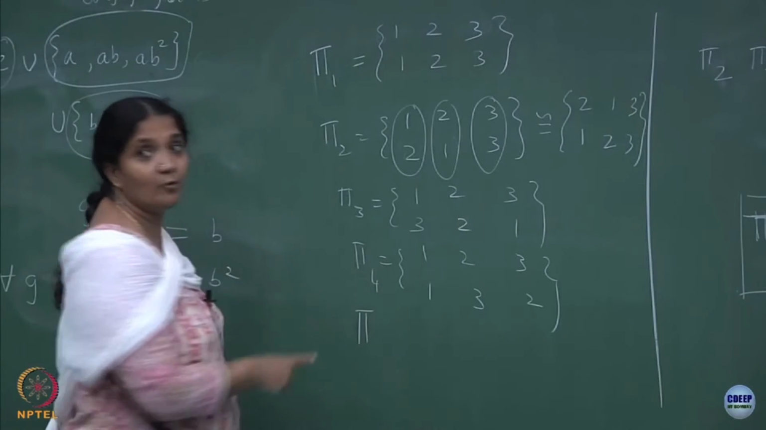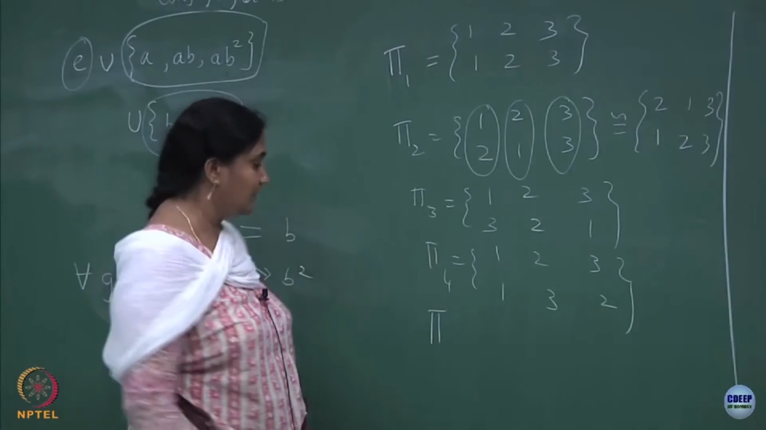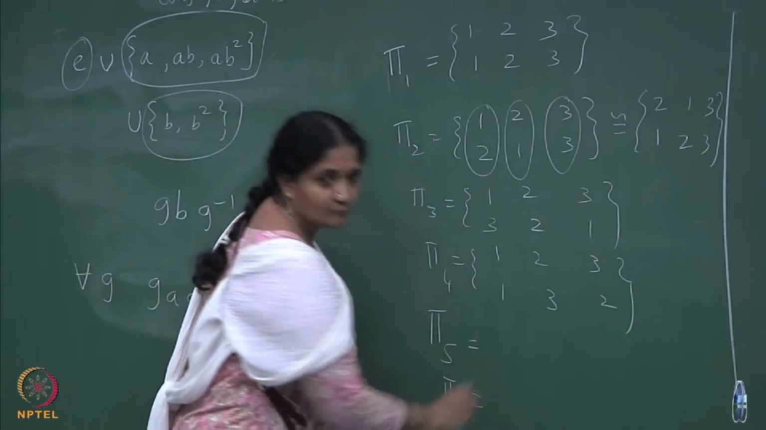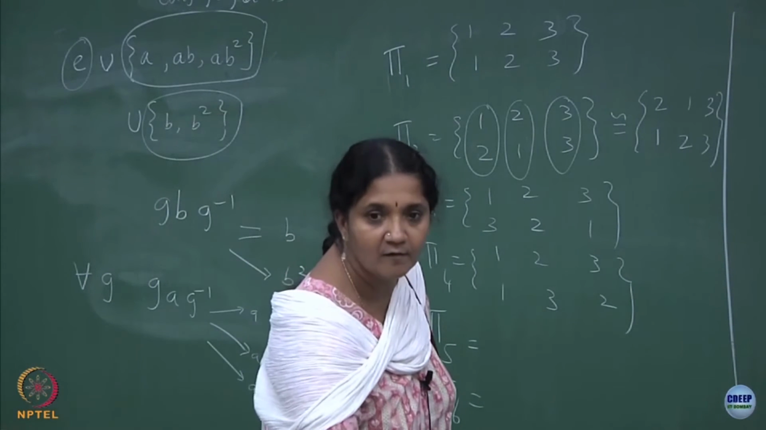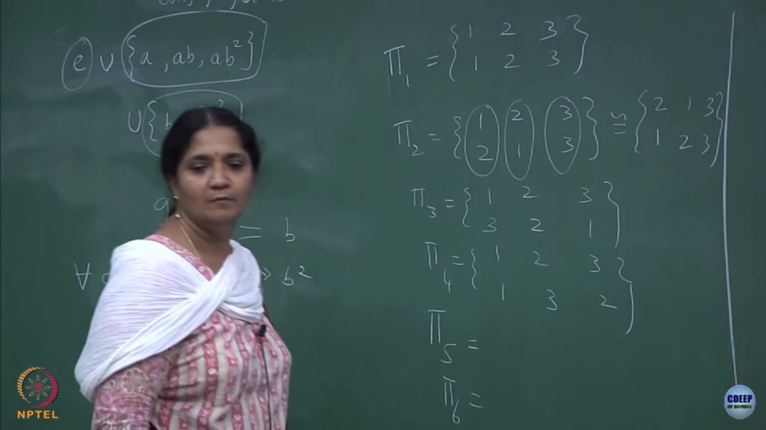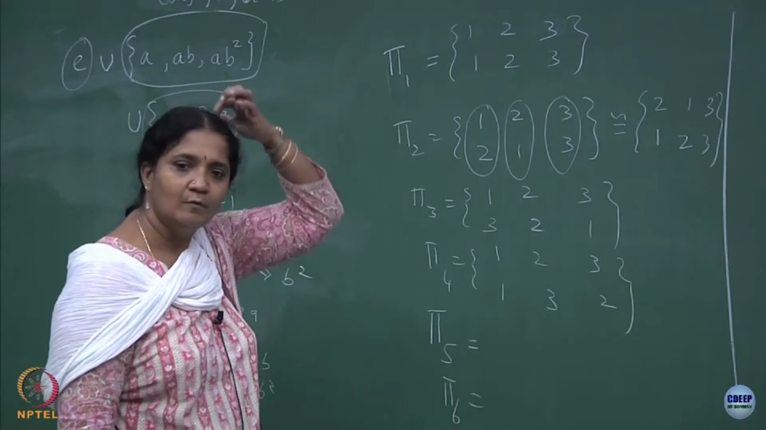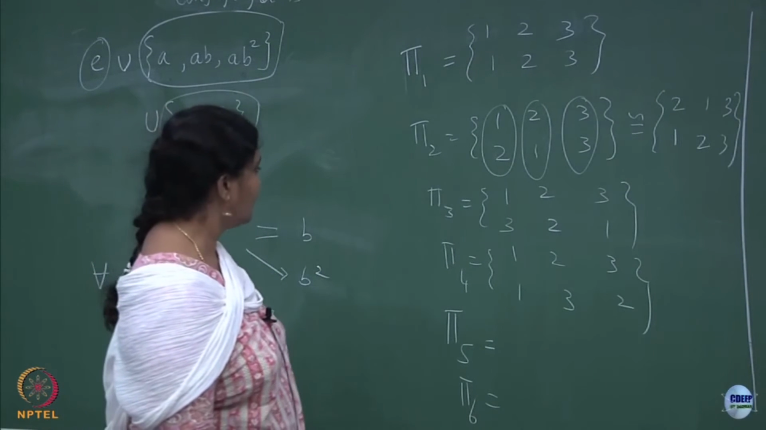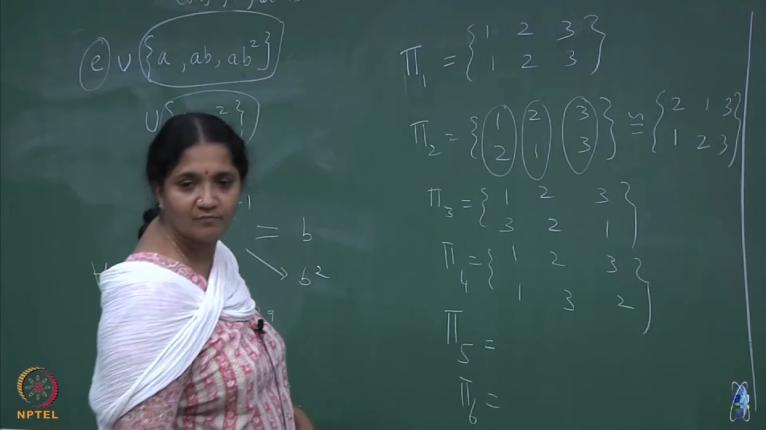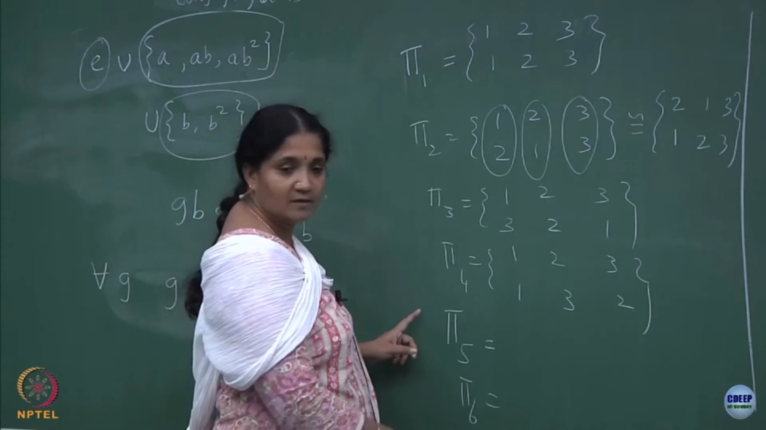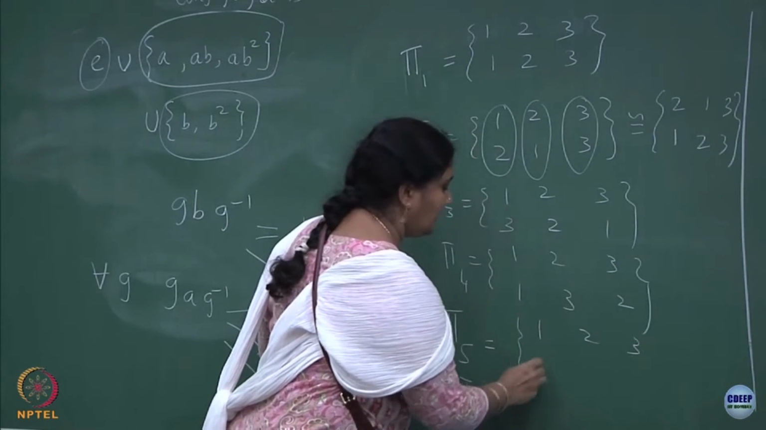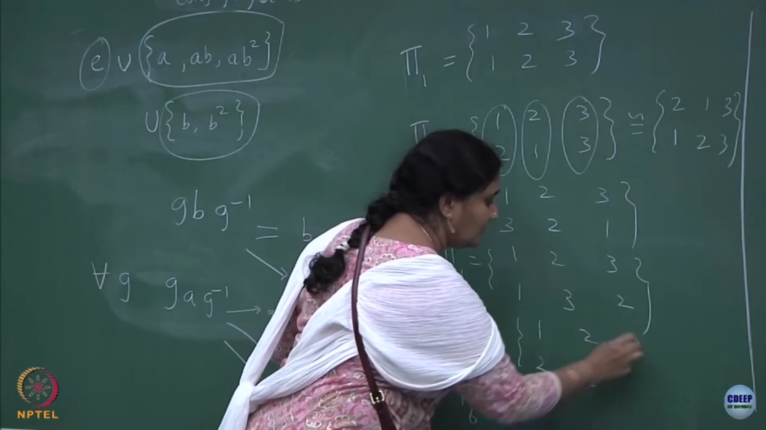Let us look at some more elements. There should be actually 3 factorial elements, right? 6 elements. So, you will have a pi 5 and a pi 6. So, we can write that. Okay. So, pi 2, pi 3. So, I probably have done on the slide differently, but let me correct it later. But what is this going to be? 1, 2, 3. 1 can go to 2, 2 can go to 3, 3 can go to 1.